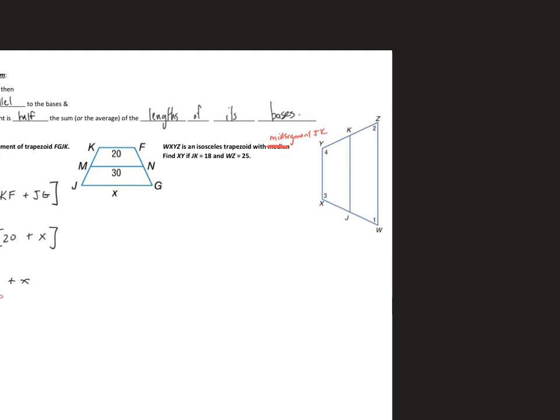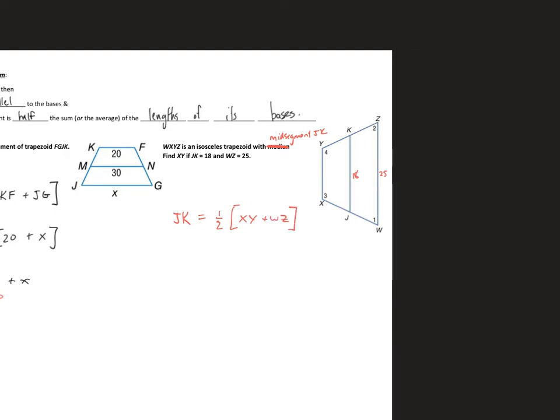So I need to find the length of XY if JK is 18 and WZ is 25. So I'm going to write out my formula. I know JK is the midsegment. JK is equal to half, and that is XY plus WZ.